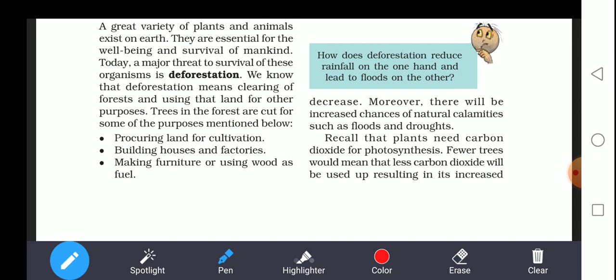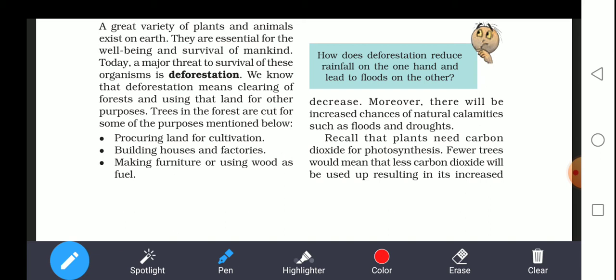We know that deforestation means clearing of forest and using the land for other purposes. Trees in the forest are cut for some of the purposes mentioned below. Procuring land for cultivation: you are cutting the trees and using the land for cultivation. And also for building houses and factories. For building houses, you are cutting the trees, and for building factories.